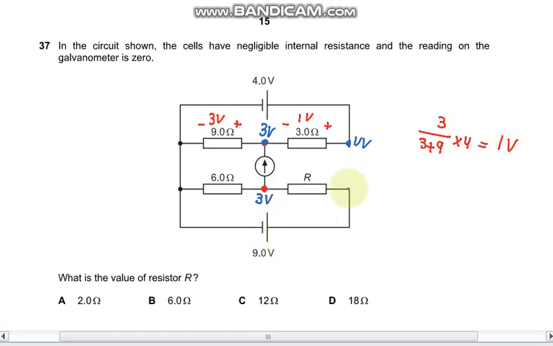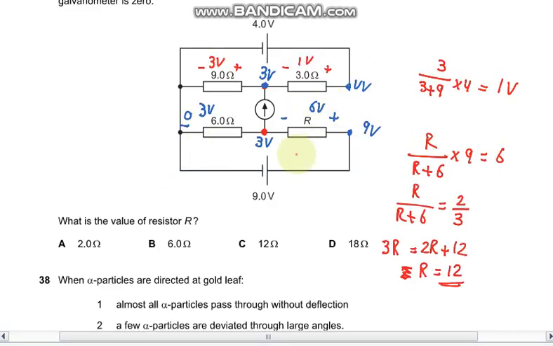If this is 9 volts, in order to make this 3 volts, there must be a voltage of 9 minus 3, which is 6 volts over here. And similarly, there must be a voltage of 3 volts over here. So applying the potential divider formula, R over R plus 6 into 9 equals 6, and that would make R equal 12 ohms. So C is the appropriate answer.